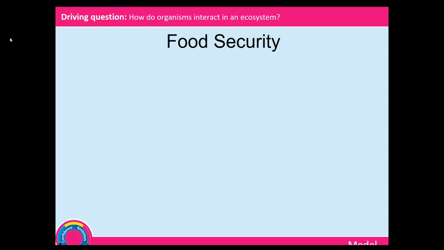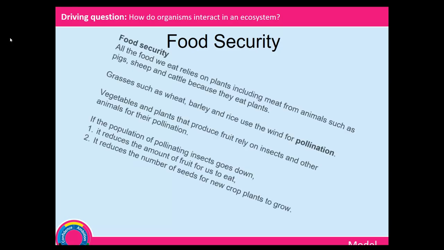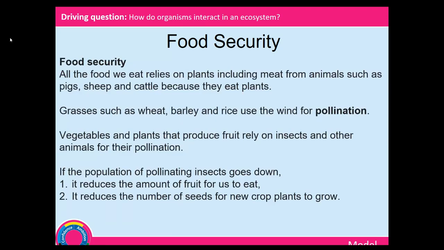Now, one thing we want to talk about is pollination, because we have wind pollination, like you studied in year 7, and then we have animal pollination or insect pollination. So if the population of pollinating insects or animals goes down, it reduces the amount of fruit for us to eat, and it reduces the number of seeds for new crops or plants to grow. So we have to maintain these insects and animals or birds. Some birds do pollination as well. So we have to maintain that.